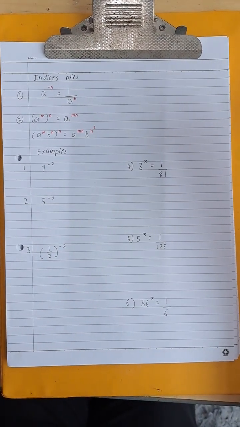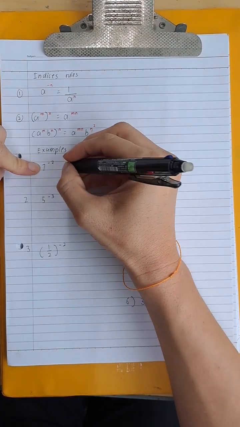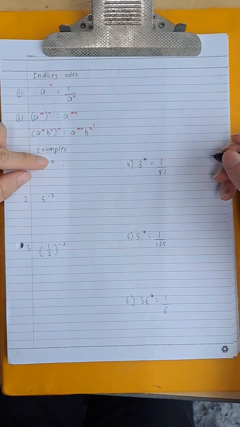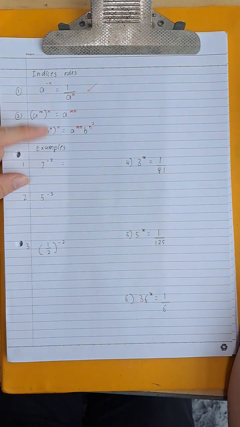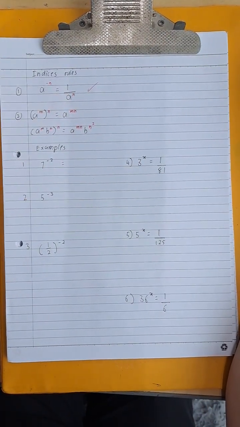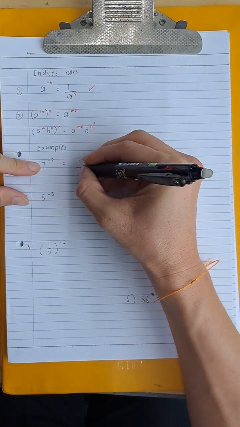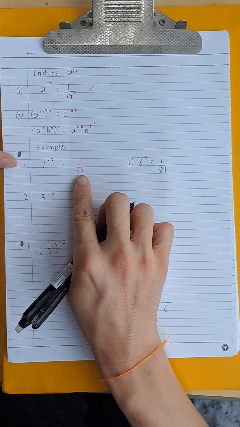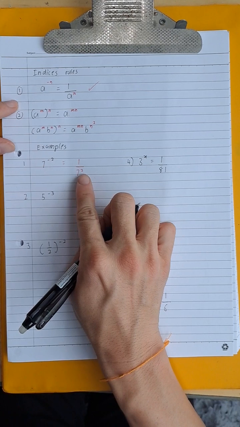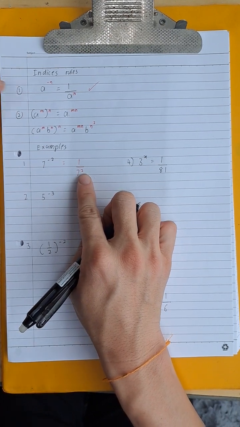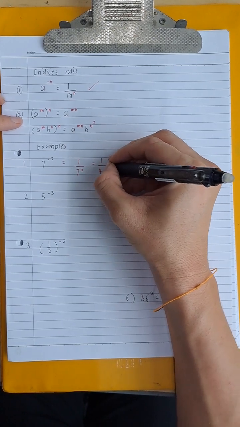Okay, so let's work on some indexes questions over here. When you see a number which has a negative power, always apply the first rule, which you can change into a fraction. So if you work this out, this will be 1 over 7 squared. You can see the denominator is exactly the same as this, except the power is now positive. So we can further expand this to 1 over 49.